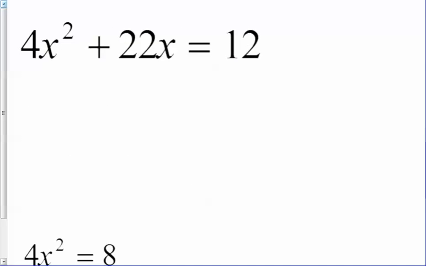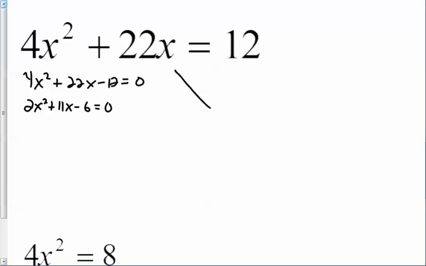All right, so this first one, 4x squared plus 22x equals 12. Well, what I'm going to do first is bring that 12 over. So I'm going to go 4x squared plus 22x minus 12 equals 0, right? But then I can see that they all have a common factor of 2, so I'm going to divide everything by 2. So now I have 2x squared plus 11x minus 6 equals 0. Okay? So for this, I'm going to try to factor it.